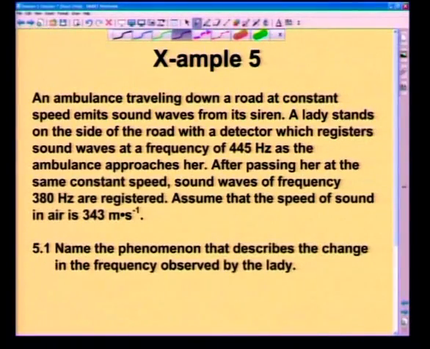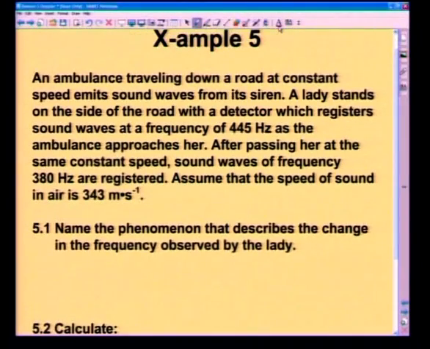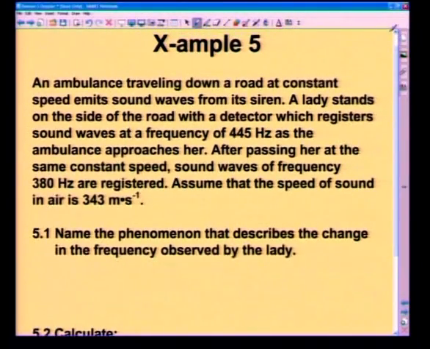Now, example 5, like I said, a good one. Let's read through it carefully. It's again about ambulances. An ambulance traveling down a road at constant speed emits sound waves from its siren. A lady standing on the side of the road with a detector registers sound waves at a frequency of 445 hertz as the ambulance approaches her.